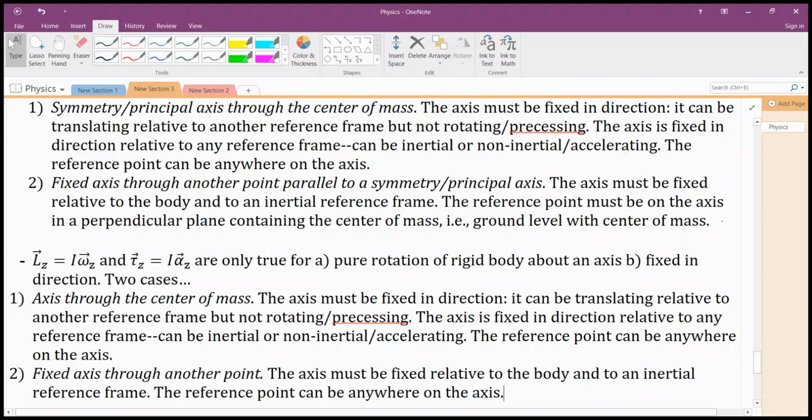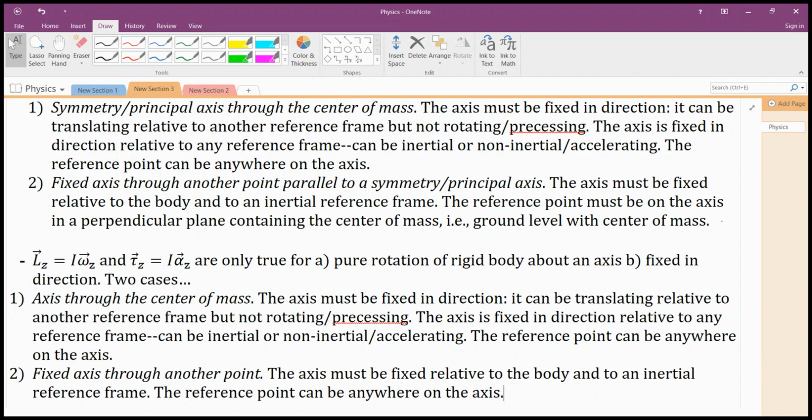Meanwhile, if you are only interested in calculating the component of angular momentum or torque along the rotation axis, then you can drop the assumption about symmetry or principal direction. Instead, the equations are true for a pure rotation. The equations are true in a reference frame in which the rigid body undergoes pure rotation about an axis that is fixed in direction. There are likewise two cases which mirror the previous. If the axis is through the center of mass, then it doesn't have to be a symmetry one, but the reference point can be anywhere on the axis, and it must be fixed in direction.